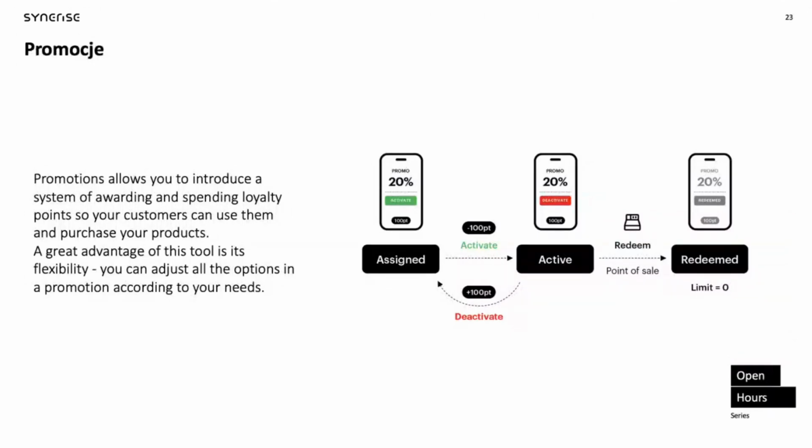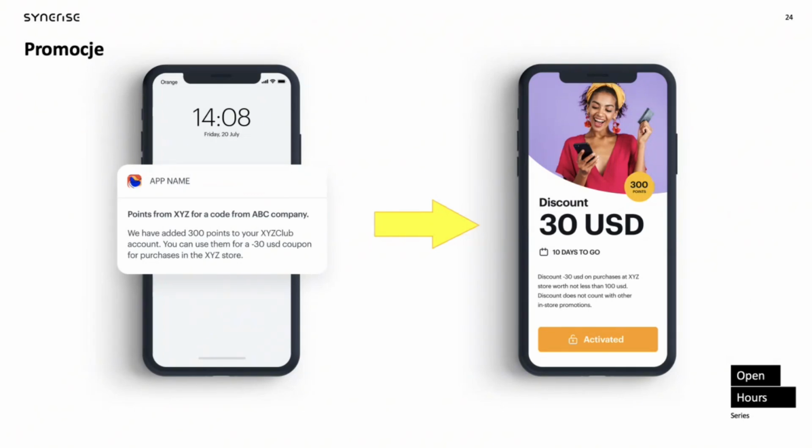Promotions allow you to introduce a system of awarding and spending loyalty points so your customers can use them and also purchase your products. A great advantage that we can see from promotions is that we have a huge flexibility. So we can use all the options in a promotion according to the needs that we have at a special moment. For example, we can activate a promotion that is 20% of discount. We can also deactivate it. And we can give also points to the users. Here's an example. I got a push notification saying that I'm going to have a $30 discount coupon. And after I open it, I have the discount in the mobile application.